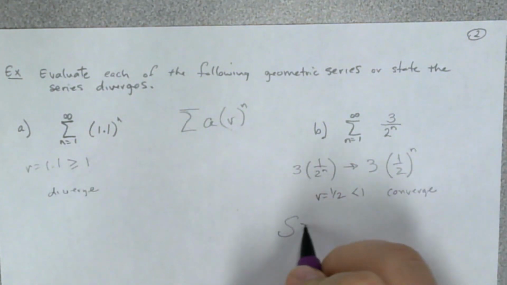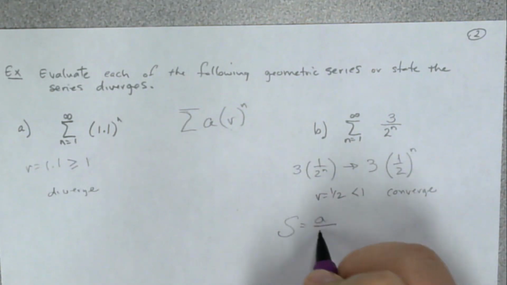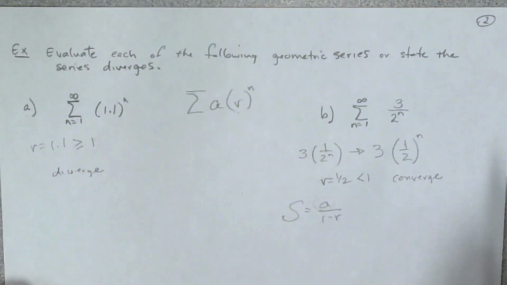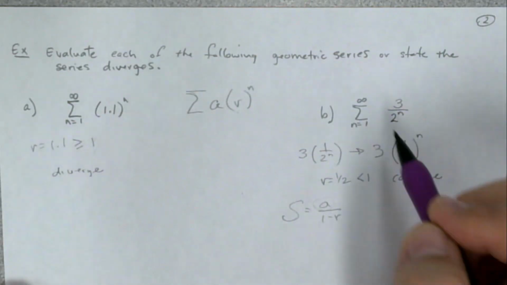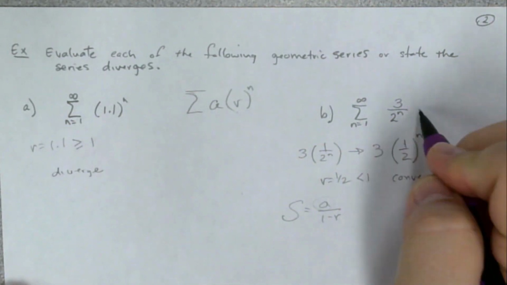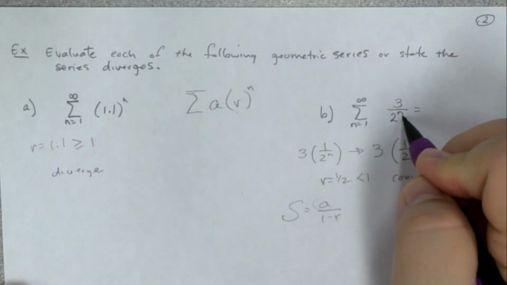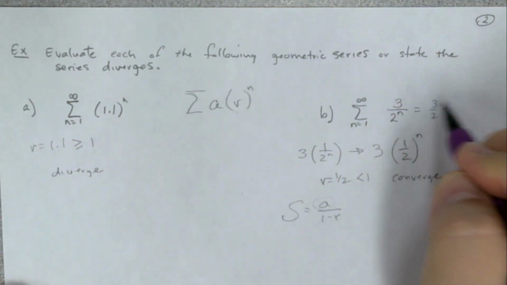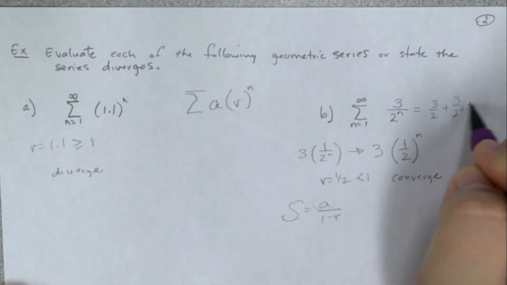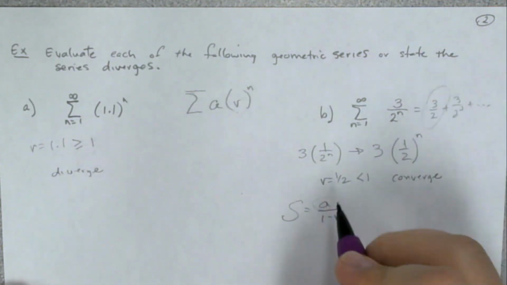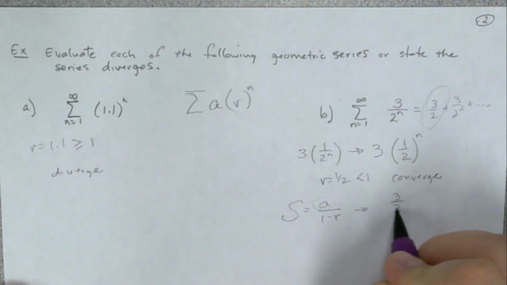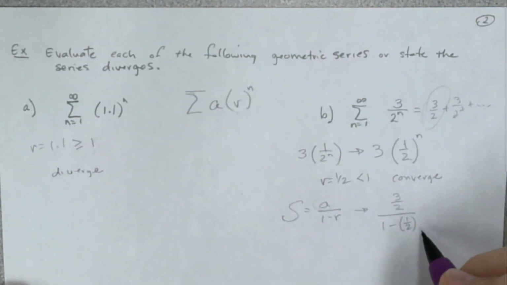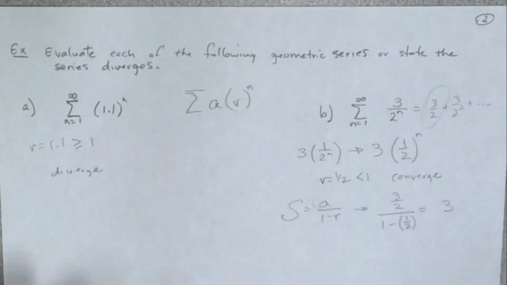The sum is going to be a over 1 minus r. So I know r, but I need to know what a is. A is the first term of this series. So what is the first term? So plug in 1. If I plug in 1 into this, I'm going to get 3 over 2. If I plug in 2, I'm going to get 3 over 2 squared. I need that number to be on top. 3 over 2, 1 minus 1/2. So if I work that out, I can give you the series.